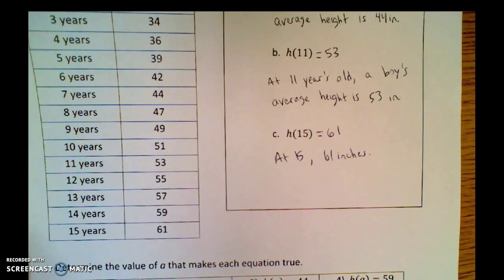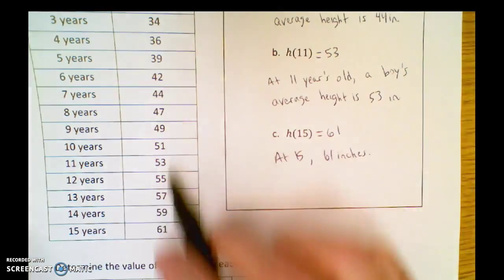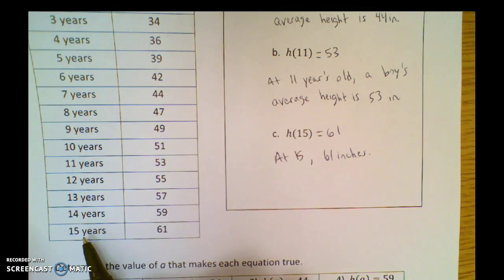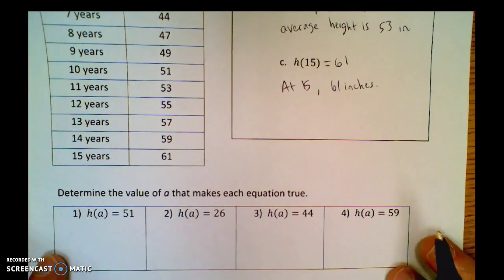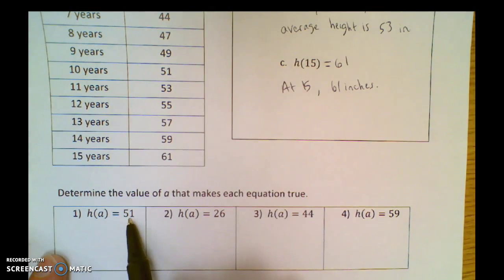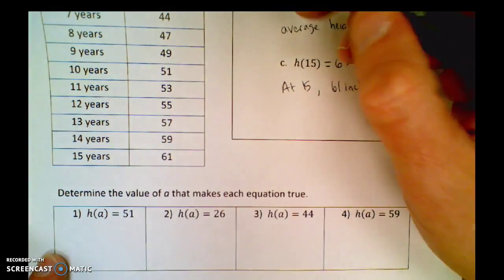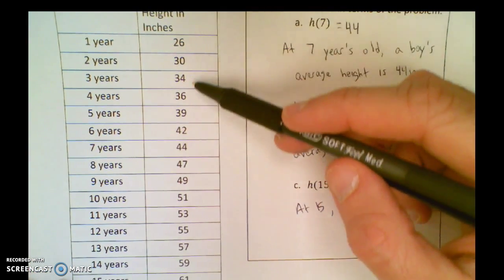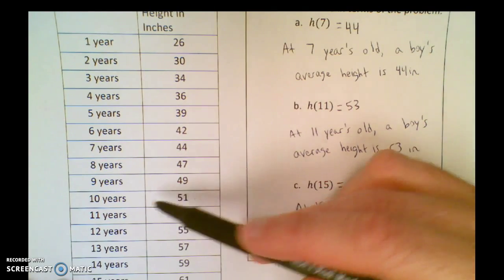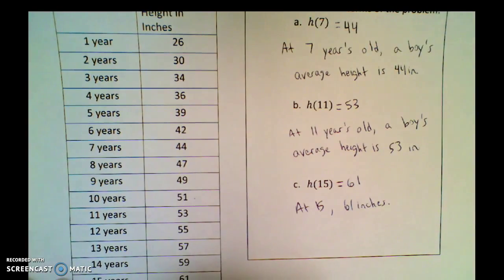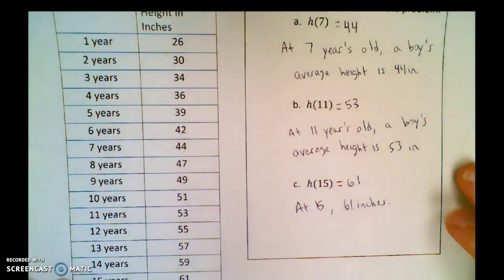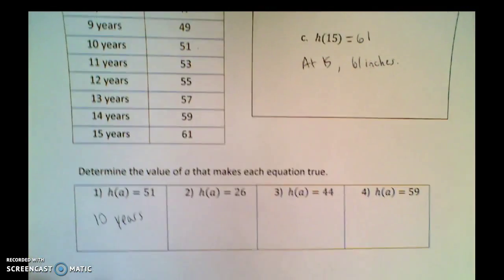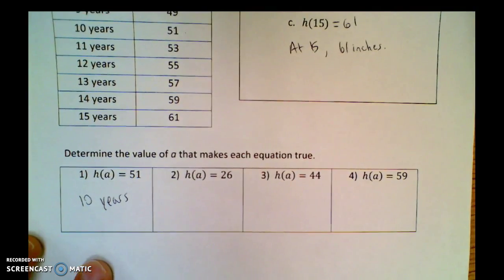You can also work in the reverse. If I give you the output value, you can tell me the input, or what age a typical boy would be at that height. If you look at the first one on the bottom, it says h of a equals 51. Which value of a, what age do I have to be to have 51 inches? If you look at your table, my inches are the second column, so I'm looking for 51. At 51, I'm 10 years old. So 10 years will give you a height of 51 inches.